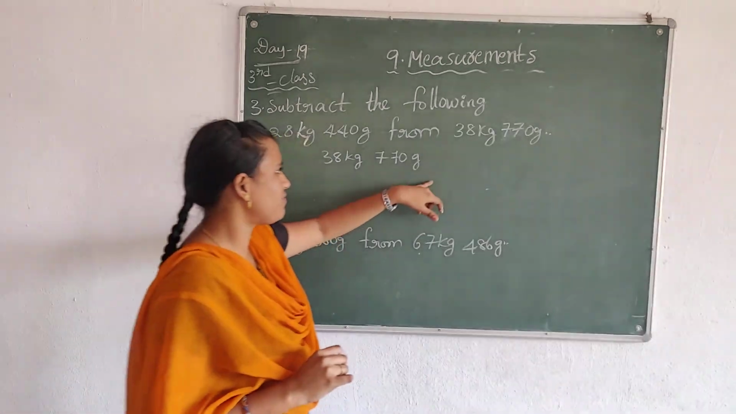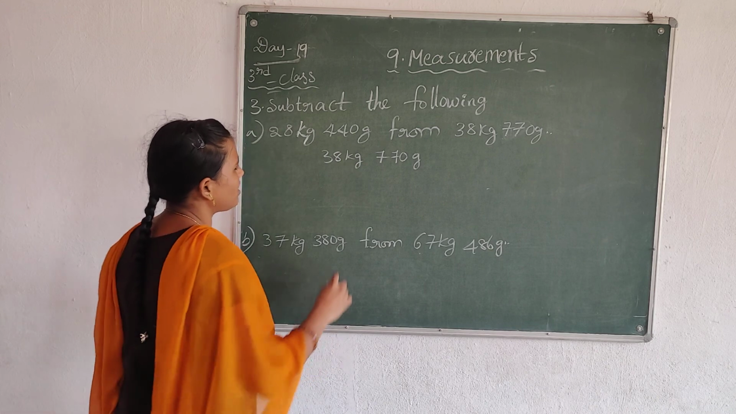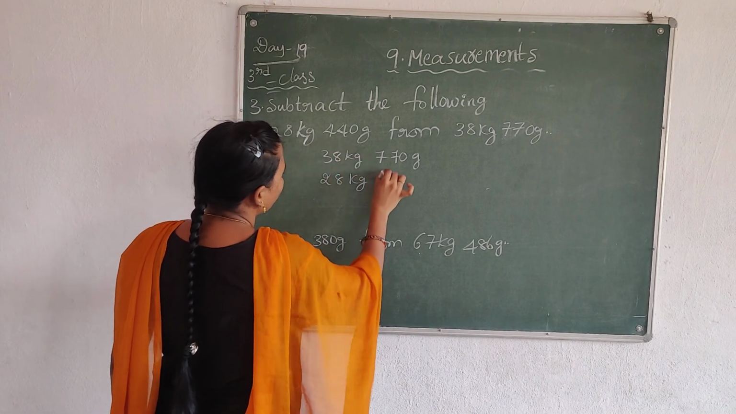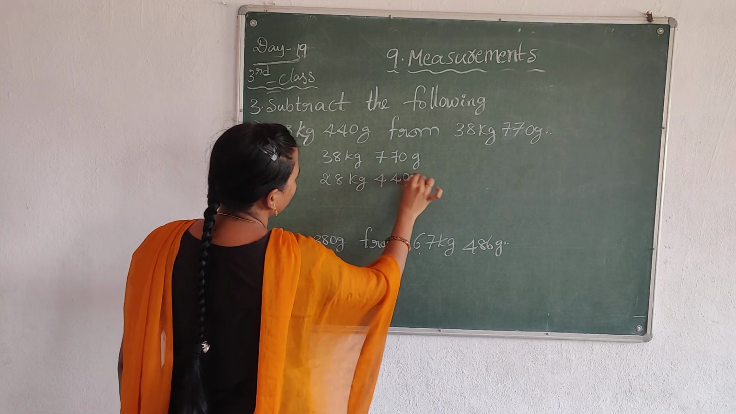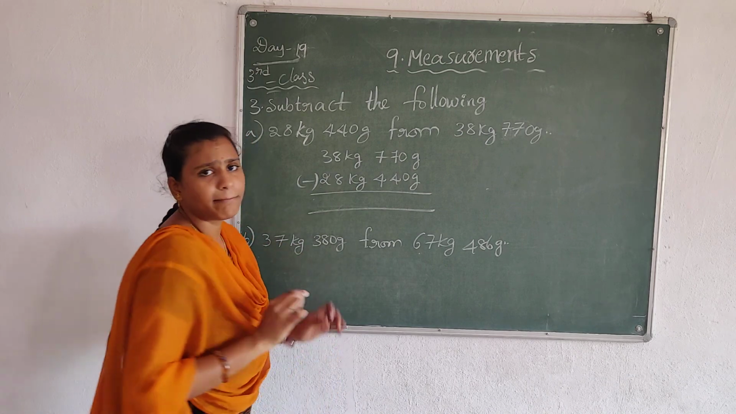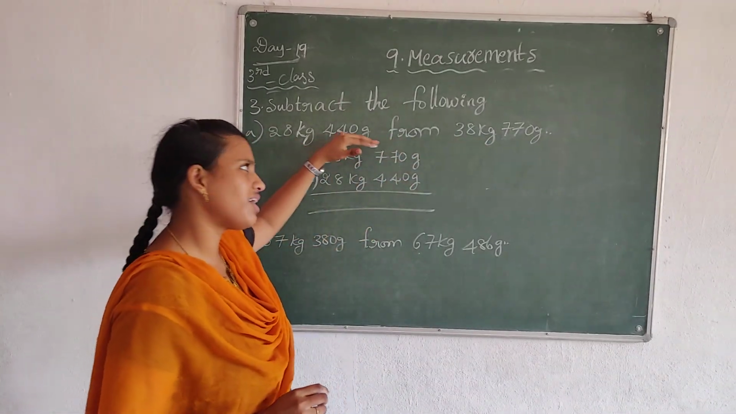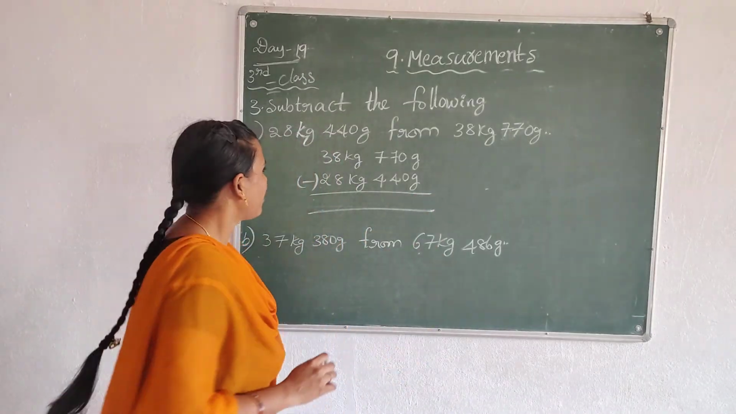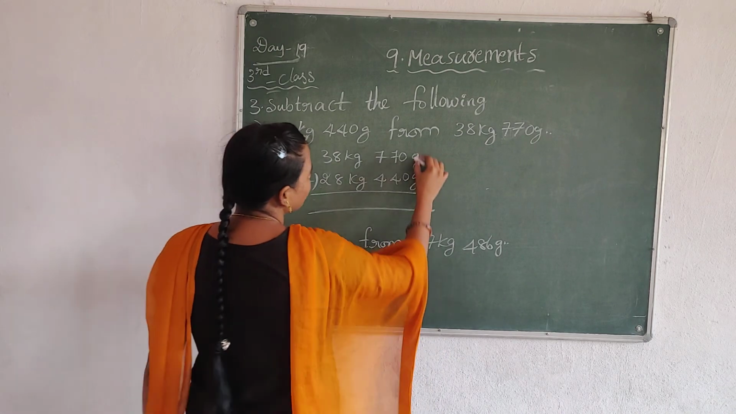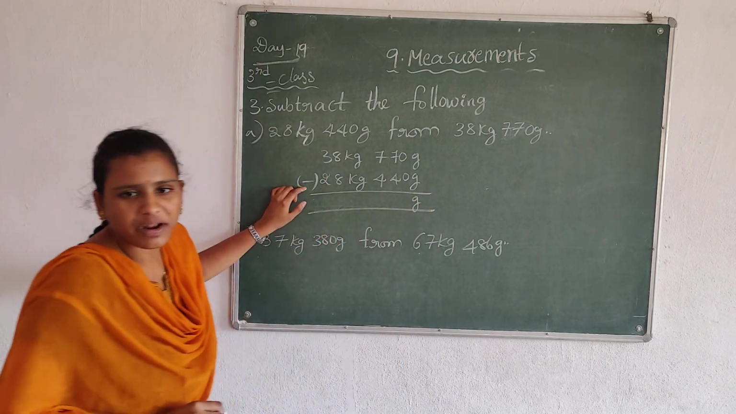It's already completed first one. The second number is 28 kgs 440 grams. Let's do the subtraction. Must remember: kgs from kgs and grams from grams. First write the grams, and see, this is subtraction.